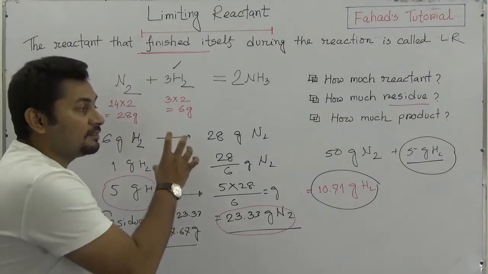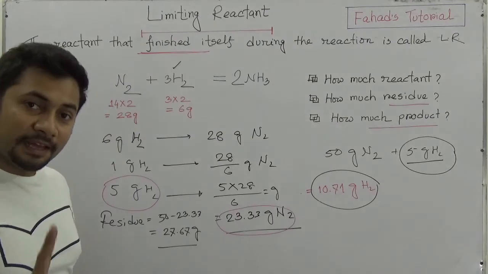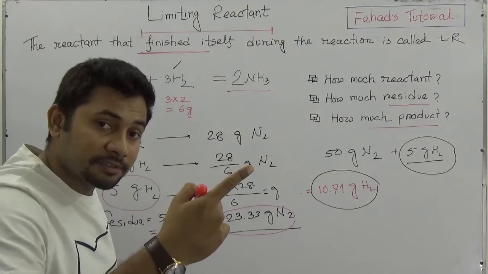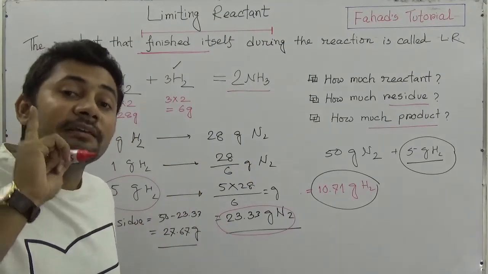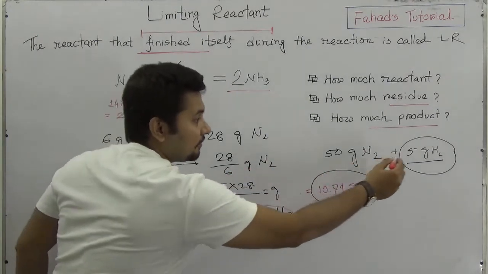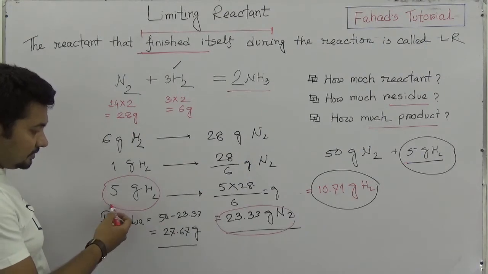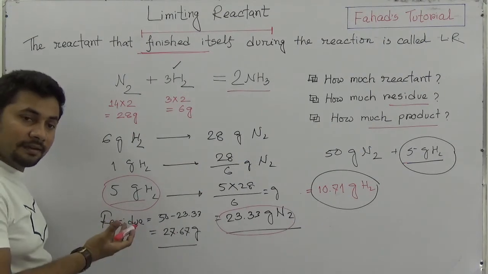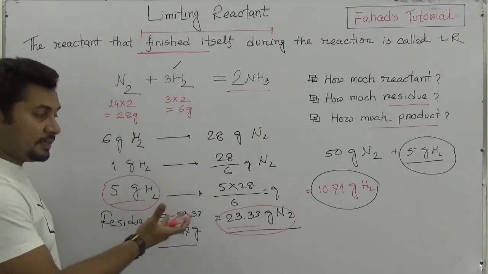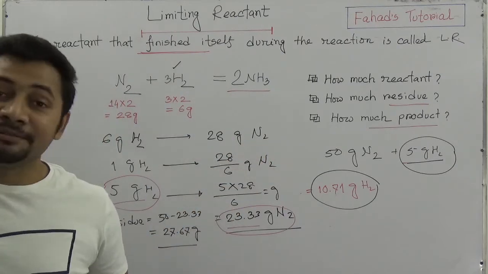Again, this calculation also tells how much product will be produced. When we need to find out how much product will be produced, we need to find the limiting reactant first. As we find that this 5 gram hydrogen is the limiting reactant, because this 5 gram will end when reacting with 23.33 gram nitrogen, hydrogen is the limiting reactant.